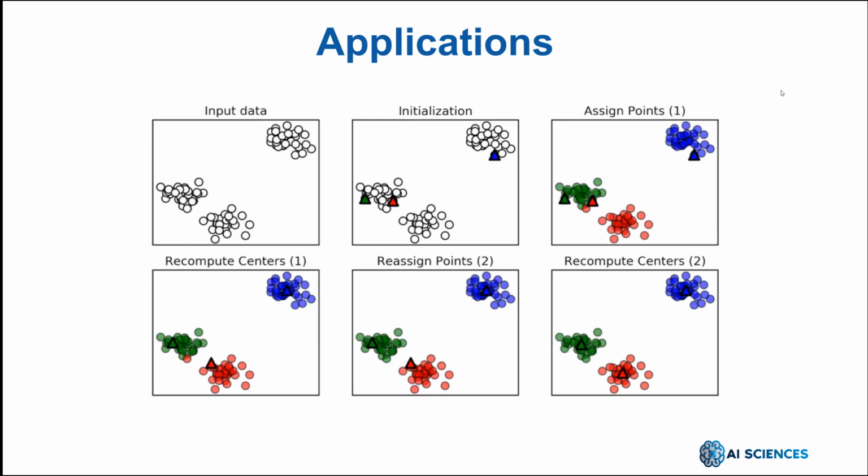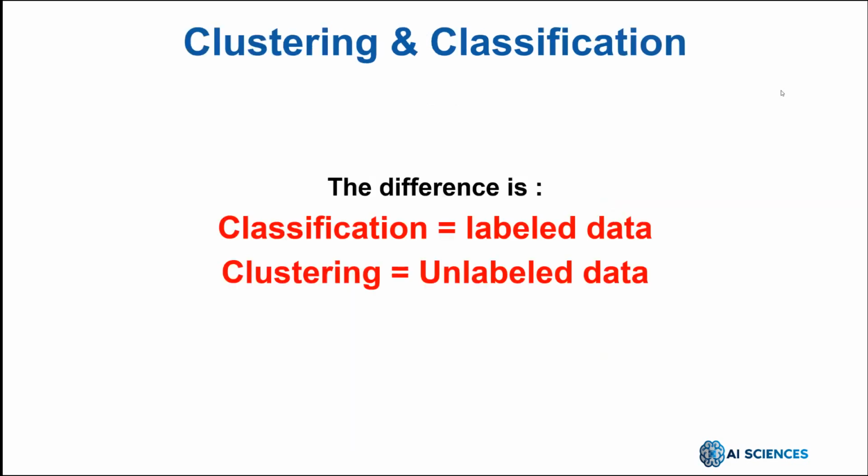Clustering is similar to classification. The only difference is that classification use cases have labeled data. The classes are defined and clustering creates various clusters or classes from the dataset.